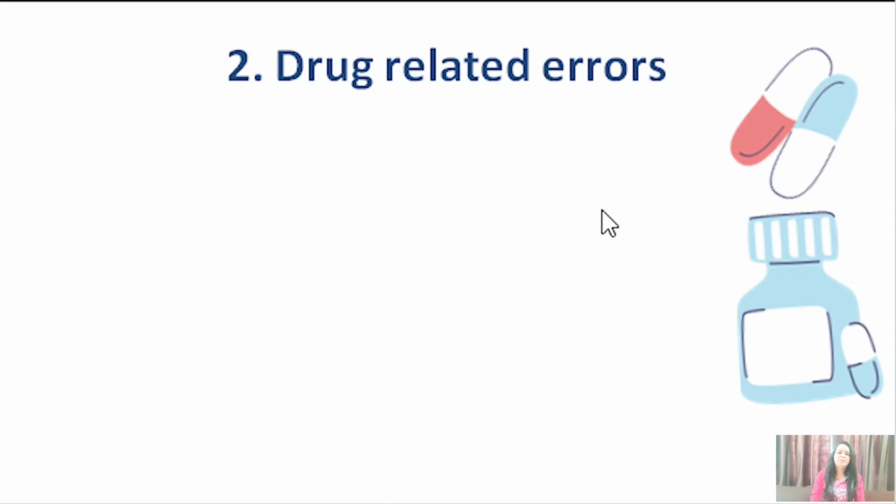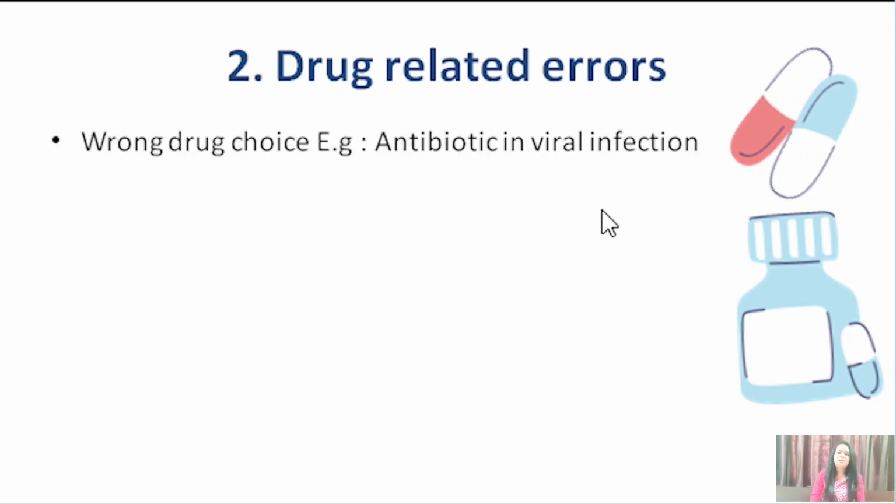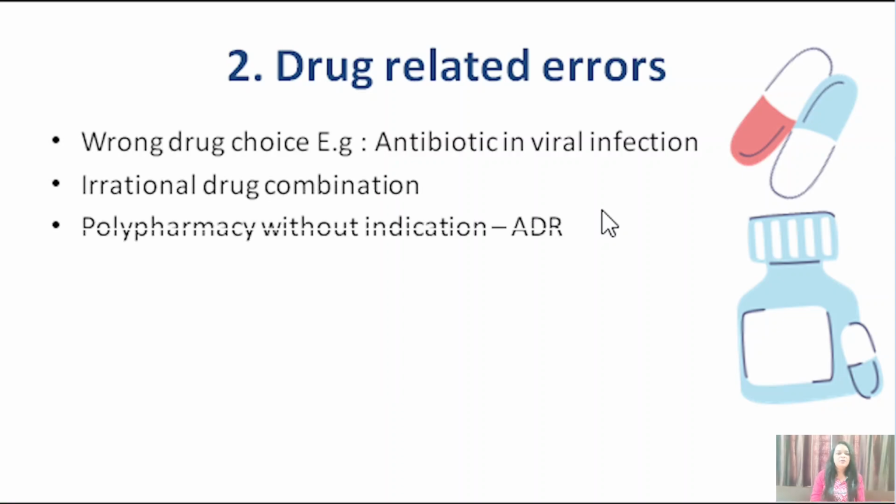The second type is drug related errors. These include wrong drug choice. For example, the patient has been diagnosed with a viral infection and you are prescribing an antibiotic. So an antibiotic in a viral infection is a wrong drug choice. Then irrational drug combination or polypharmacy without indication. That can also result in adverse drug reactions to the patient.